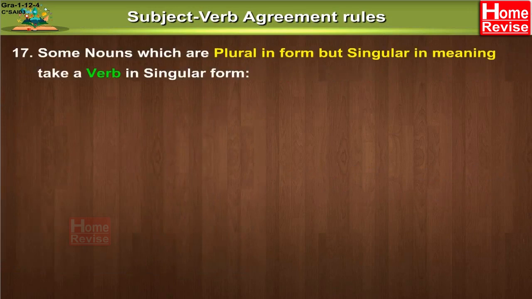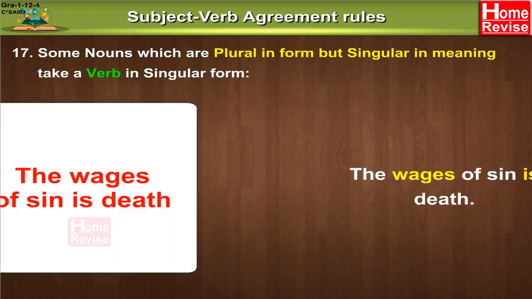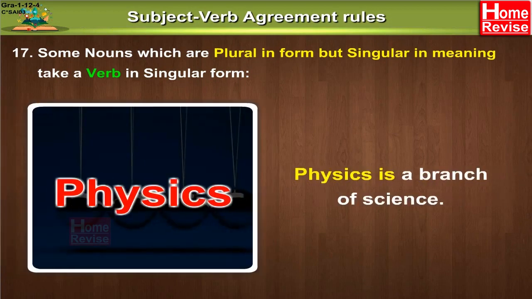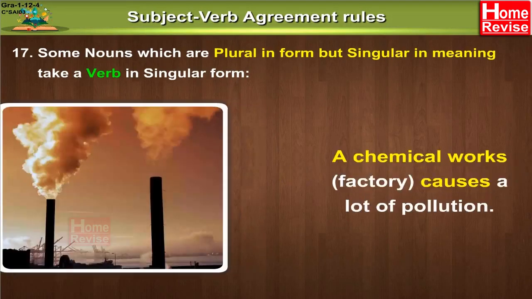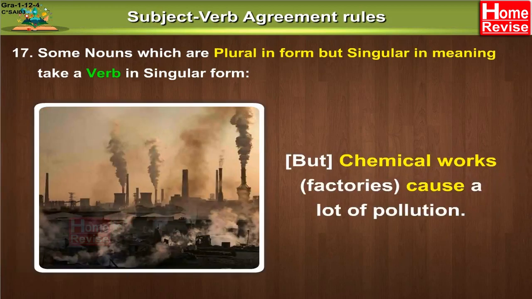17. Some nouns which are plural in form but singular in meaning take a verb in singular form. The news is true. The wages of sin is death. Physics is a branch of science. Politics is the business of his life. A chemical works, meaning a factory, causes a lot of pollution. But chemical works, meaning factories, cause a lot of pollution.